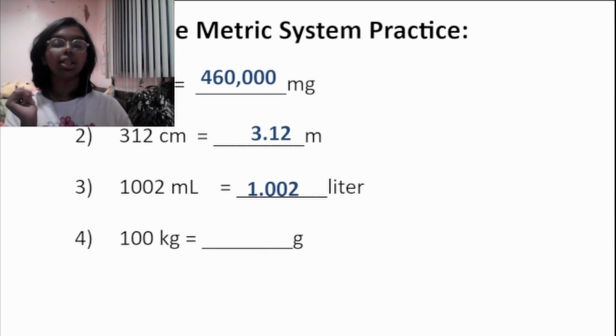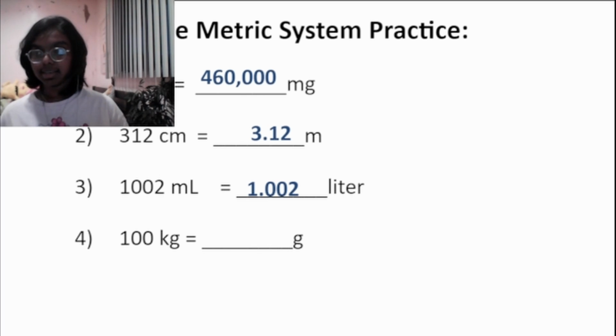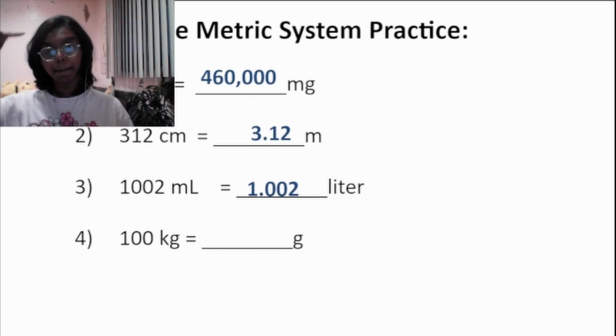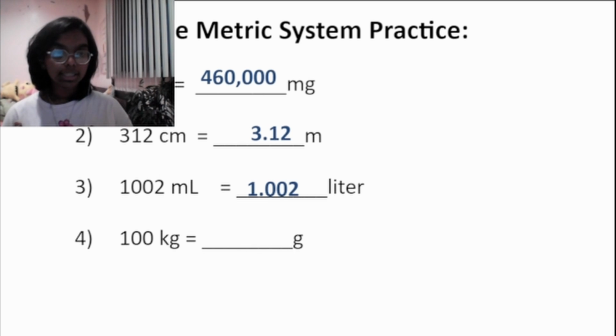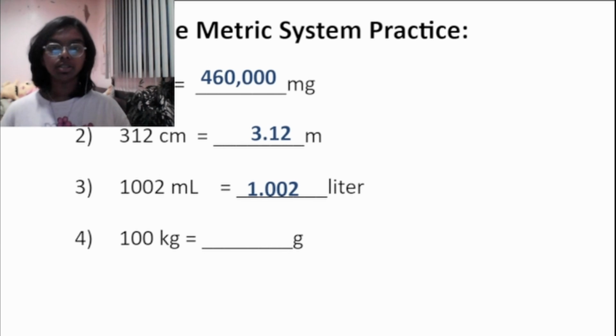Number 3. 1.002 liters. So 1,002 milliliters is 1.002. Why? So milli is 10 to the -3, as I said in question 1, right? And you're converting to liters. So you go 3 up the metric ladder thing. Don't remember what it's called. Not the point. So that means you move 3 decimal places to the left.